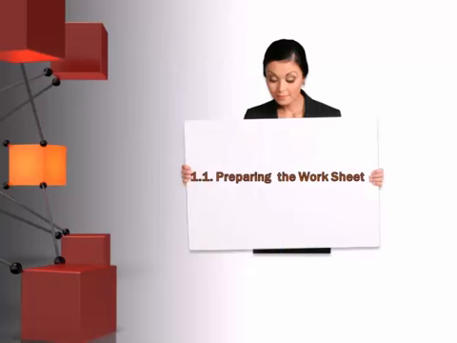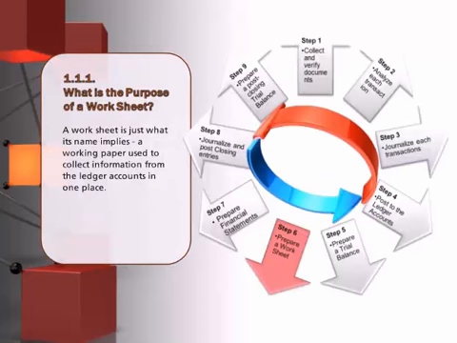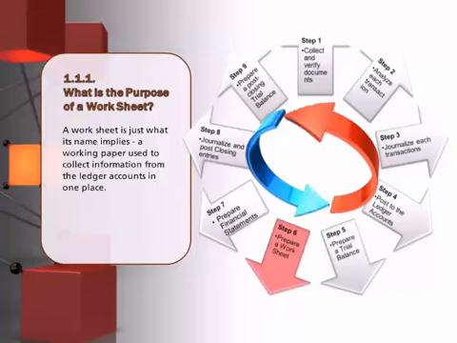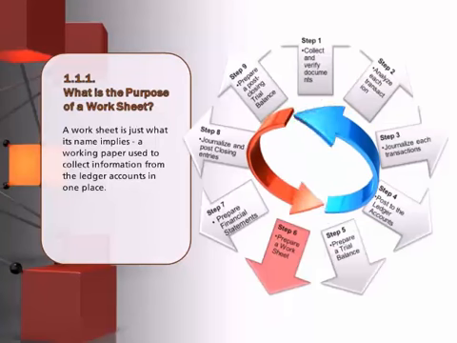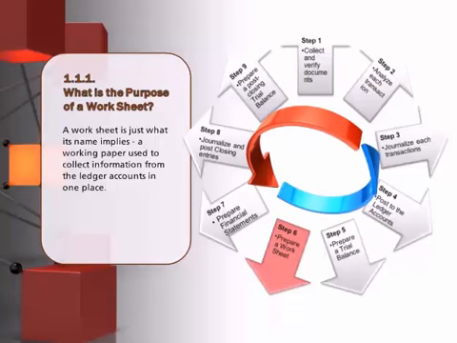Preparing the worksheet. What is the purpose of a worksheet? As you learned previously, the length of an accounting period can vary. The maximum period covered by the accounting cycle is 1 year. The first 5 steps of the accounting cycle are performed frequently during the cycle. The last 4 steps, preparing a worksheet, preparing financial statements, journalizing and posting closing entries, and preparing a post-closing trial balance, are performed at the end of the accounting period.